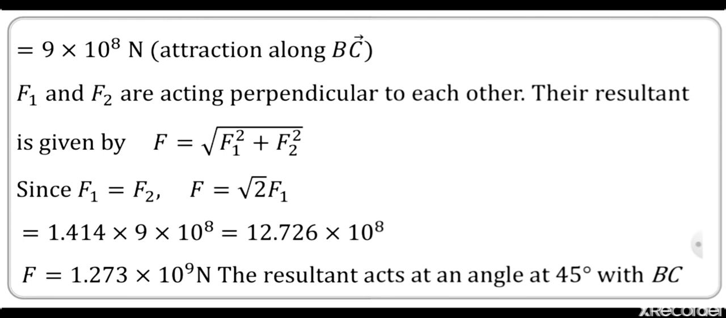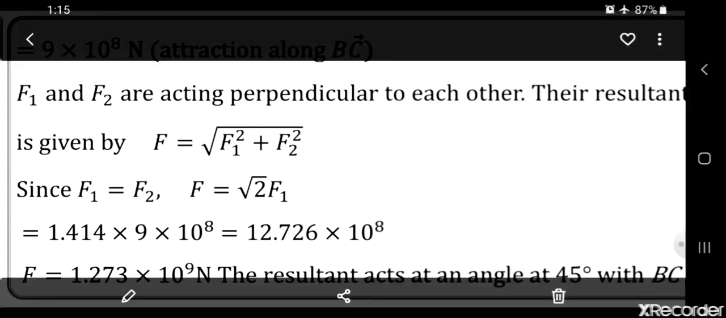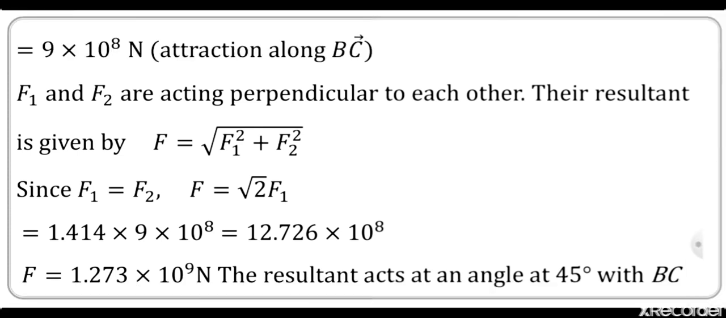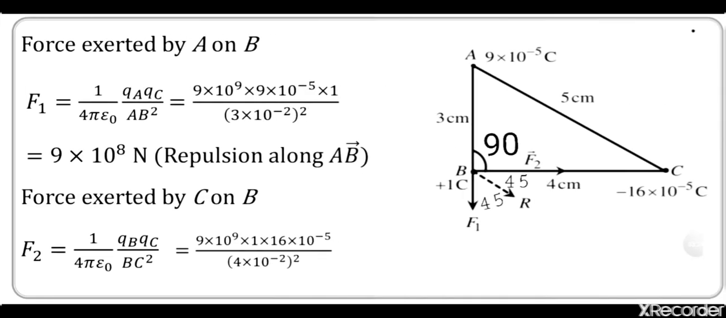Since, by looking at the two values above, F1 is equal to F2, we can write F is equal to root 2 F1. Now substitute the F1 value here. The root 2 value is 1.414 and F1 is 9 into 10 power 8. Substitute, and you will get the resultant force. The resultant force is 1.273 into 10 power 9 Newton, and the resultant acts at an angle of 45 degree with BC, that you can see here, along the BC, the resultant with 45 degree.